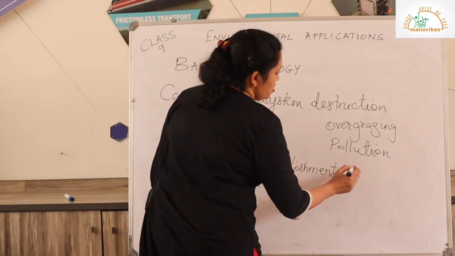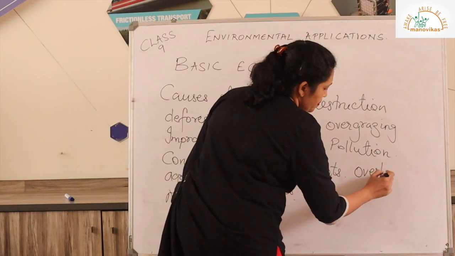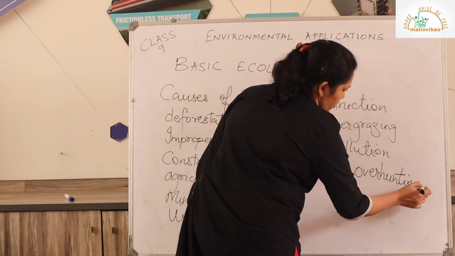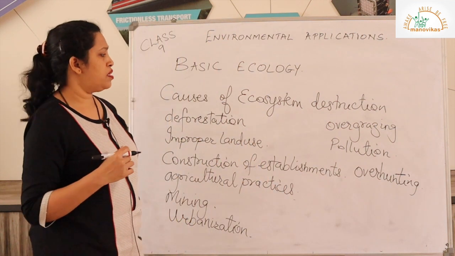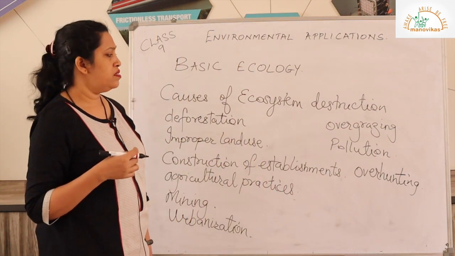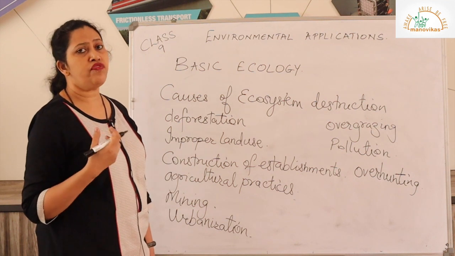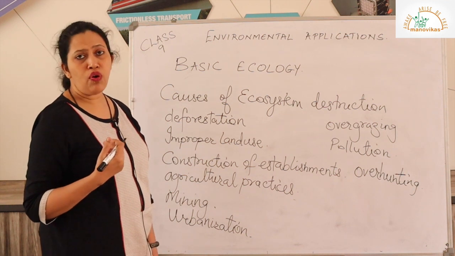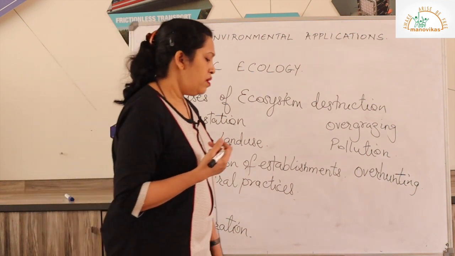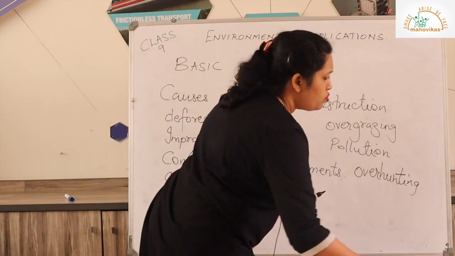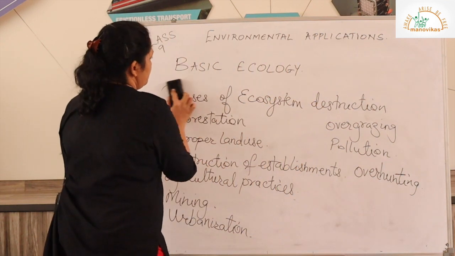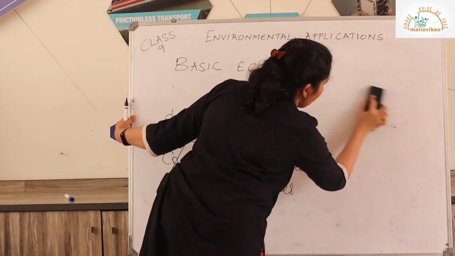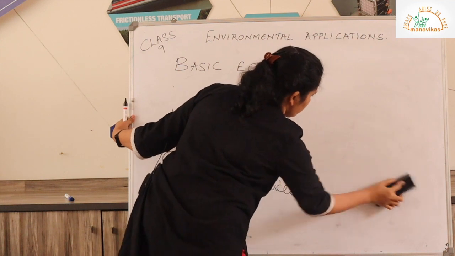And the last is overhunting. When hunting is done for some ivory products or killing of the animals for their skin, etc., there is overhunting taking place, and that is one more cause of ecosystem destruction. So now we are going to learn about the different factors in the ecosystem.